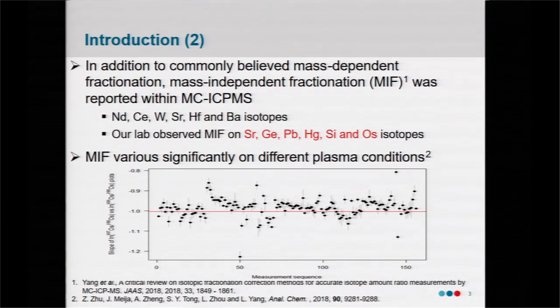Even worse, the mass-independent fractionation varies significantly with different plasma conditions, as demonstrated in one of our recent studies for osmium. And as you can see, the experimental slope, all the black dots, between 187 versus 188 shows a significant difference away from the mass-dependent fractionation Russell law, which is the red line in the center.